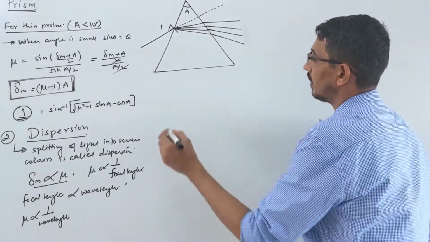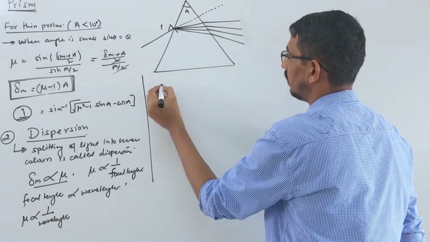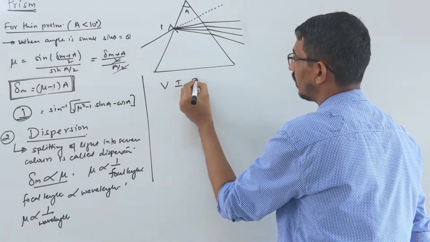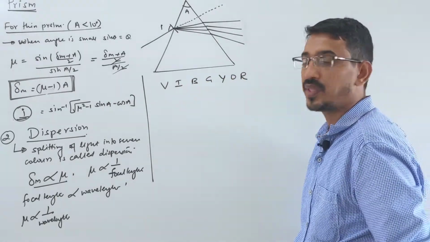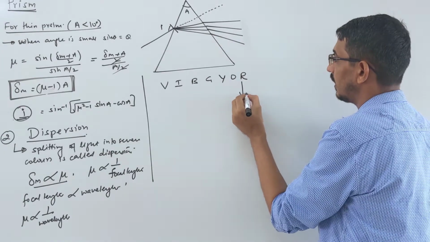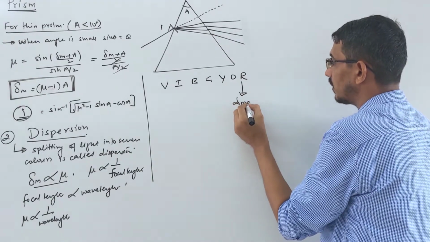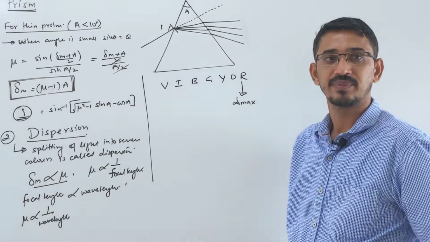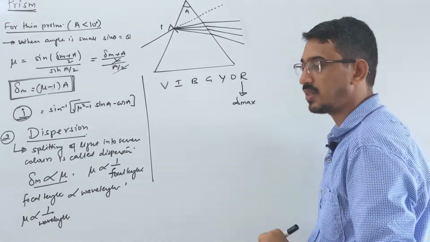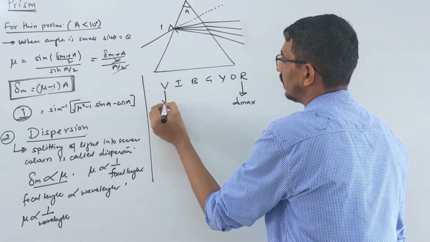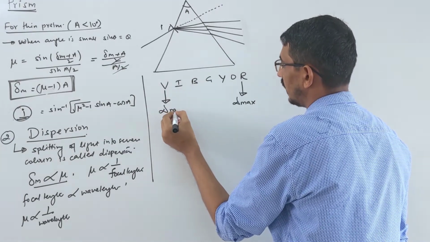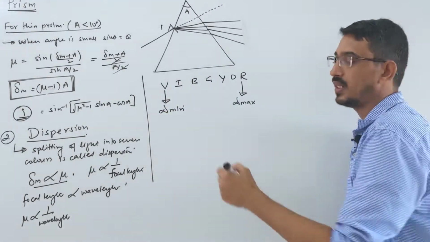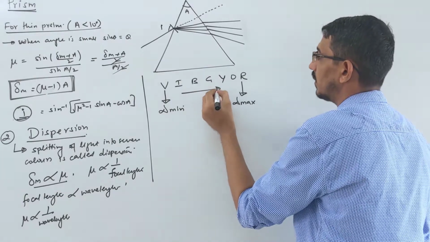Look here, we have 7 colors. Let's understand the basics first. Very important. V, I, B, G, Y, O, R. That's your VIBGYOR. Let's talk about the red color. The wavelength of red color is maximum, right? And the wavelength of your violet color is minimum. Lambda is minimum. So wavelength increases in this order, right?